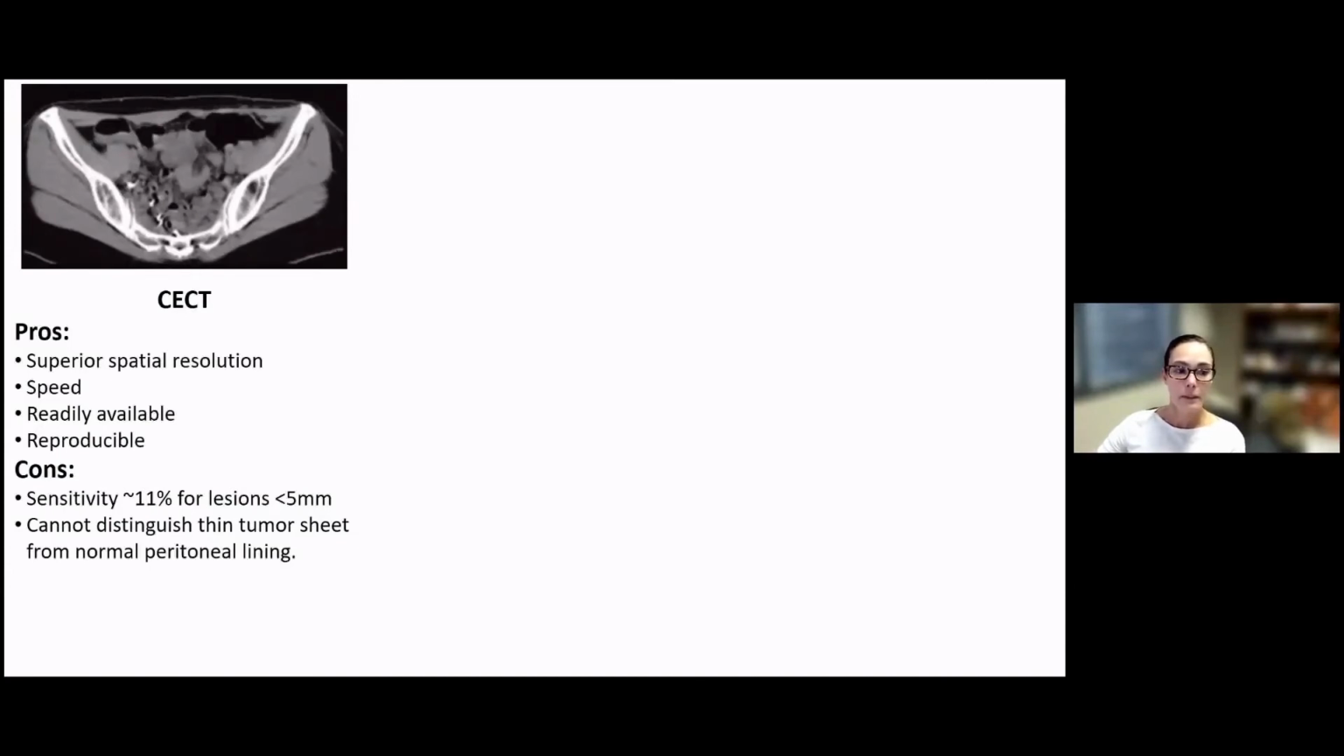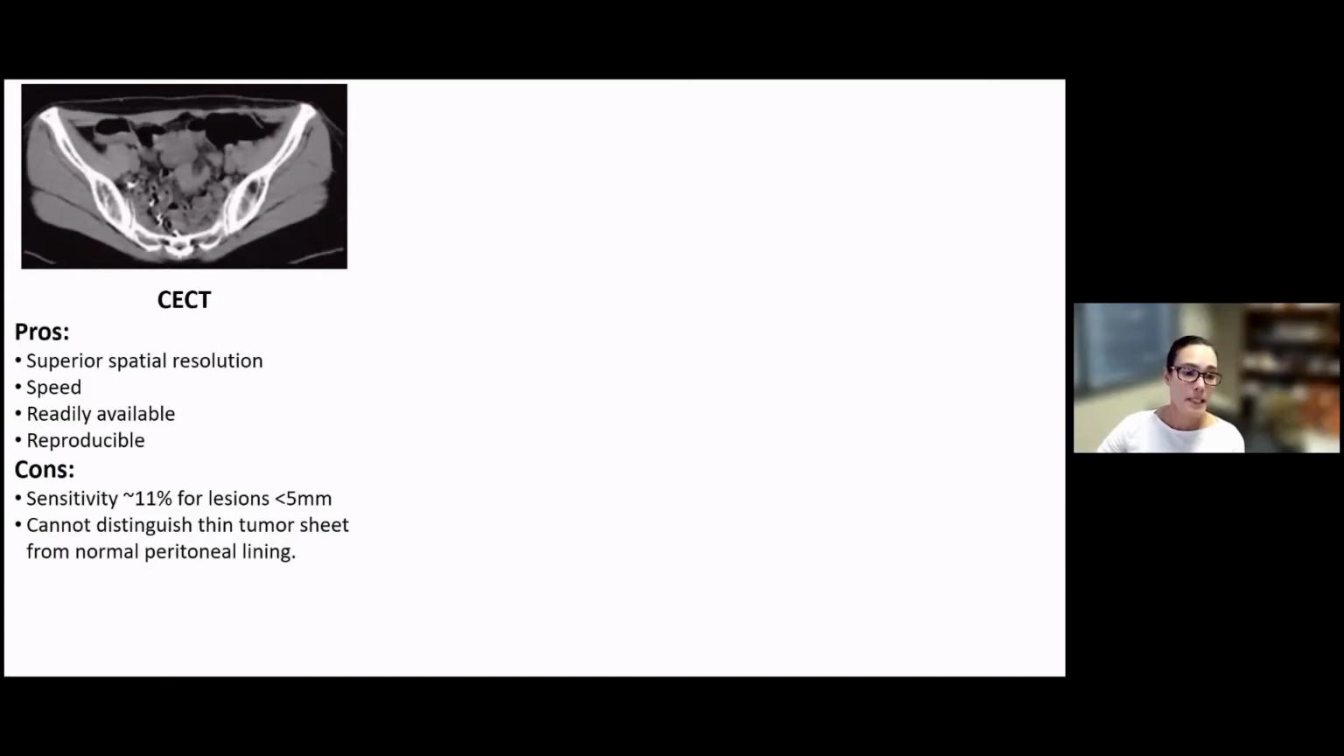The pros is that it does have a superior spatial resolution, meaning the little structures close to each other can be well depicted. It's fast. We can be in and out in like 5 minutes. It's readily available. So a lot of places have it, and most places are very consistent in terms of the quality. So it's very reproducible. Whatever you get a CT imaging, most places are going to have similar quality.